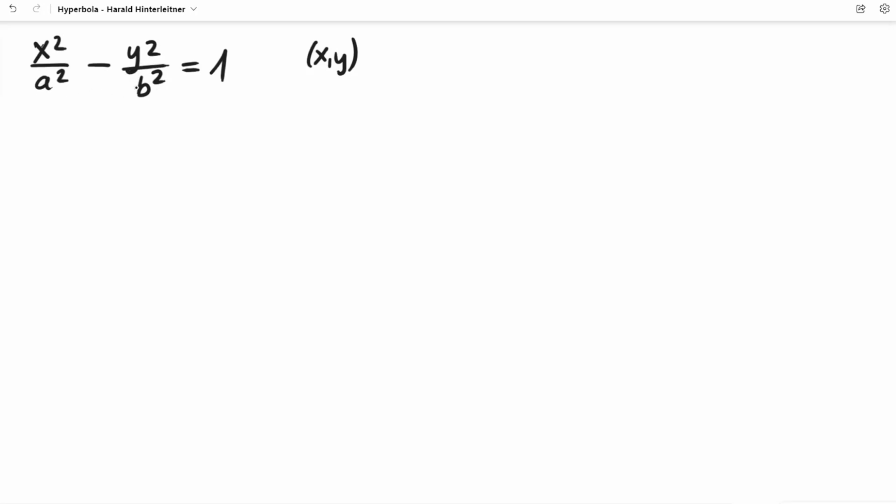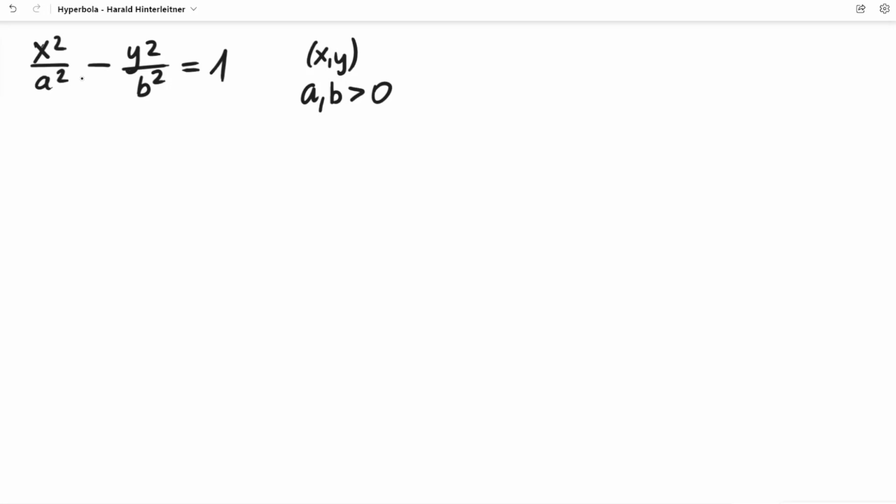You see here there are two parameters, a and b, and they are both greater than 0, and they are given. You see the analogy to the ellipse, but instead of the plus, here there is a minus, and the minus changes the curve dramatically, so really extremely.